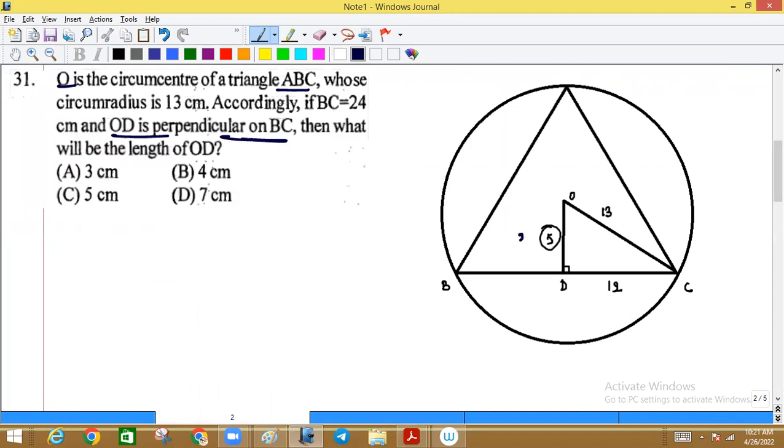If I take it as x, we have x square plus 12 square is equal to 13 square. Now x square is equal to 25, so x is equal to 5. The Pythagoras triplet 5, 12, 13, we already know. It's simply based on the chord: the perpendicular divides the chord into two equal parts. The entire chord is 24, I'm dividing it into 12 and 12. It forms a right angle triangle at the center.